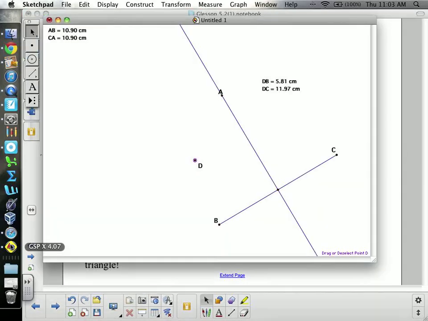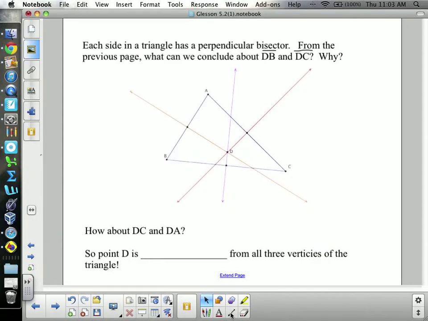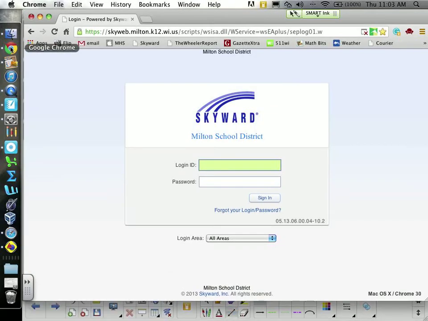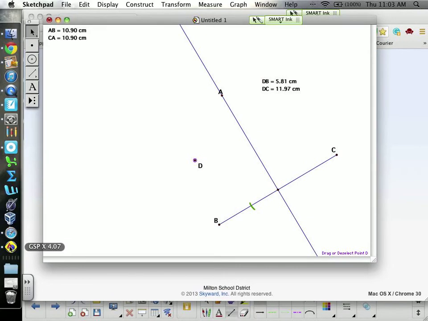And I could go back to my sketchpad and do that. I could make another segment here from here to here, and make another segment from here to here. And there it created a triangle.